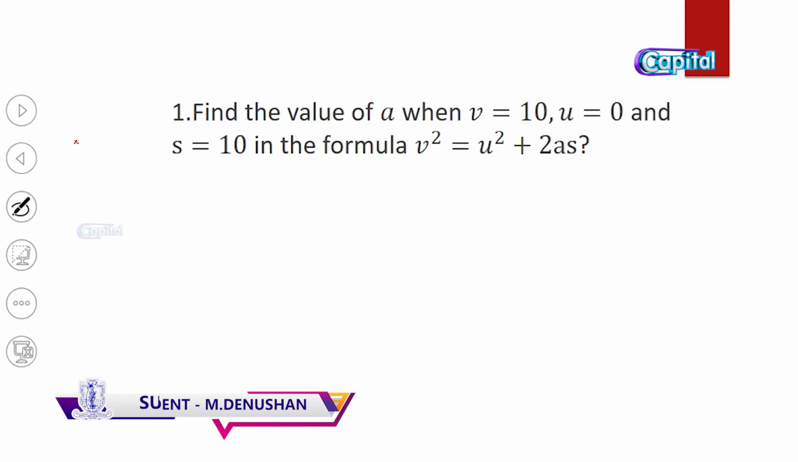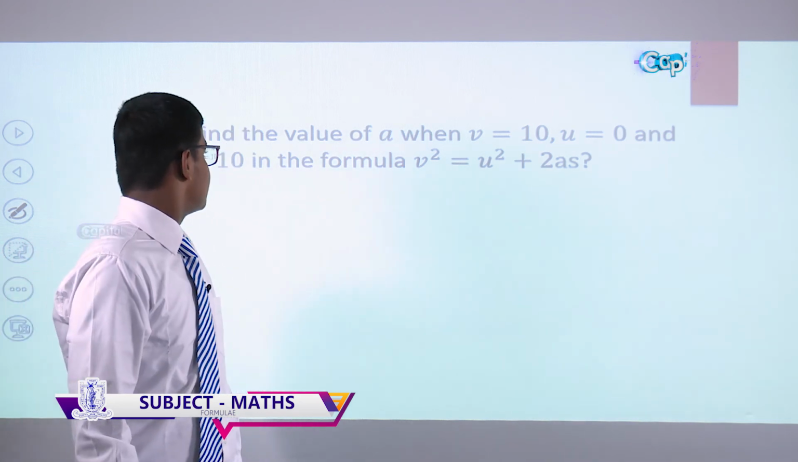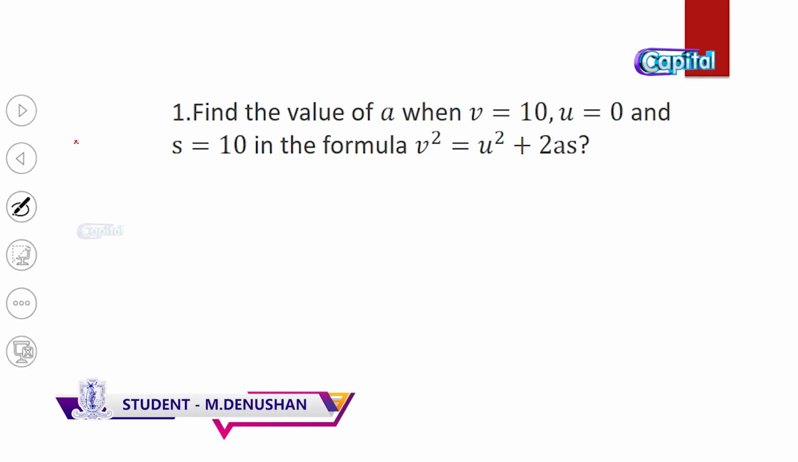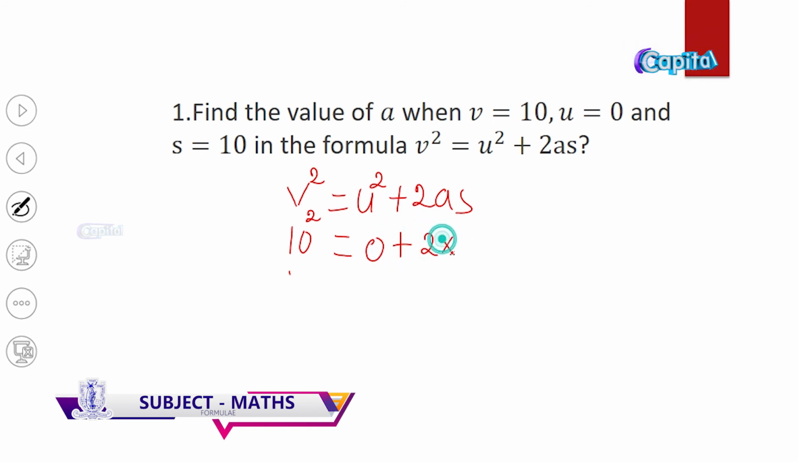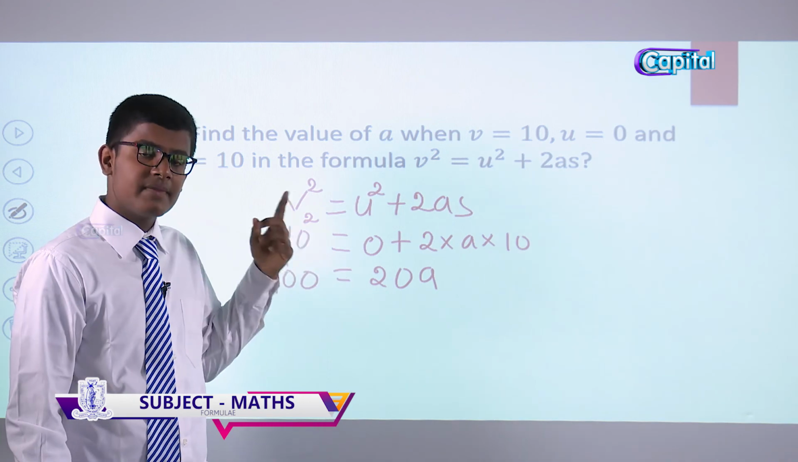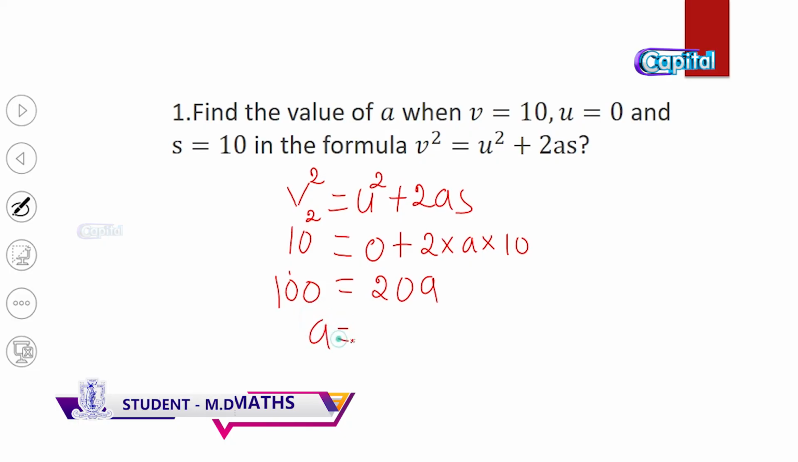Here we have to find the value of a when v is equal to 10, u is equal to 0 and s is equal to 10, in the formula v squared is equal to u squared plus 2as. Here we don't have to change the subject of the formula, we can substitute directly. By simplifying, we obtain the answer 100 is equal to 20a. We have to find the value of a. For that purpose, we have to make a the subject. Then a is equal to 100 over 20. Therefore, the answer is 5.